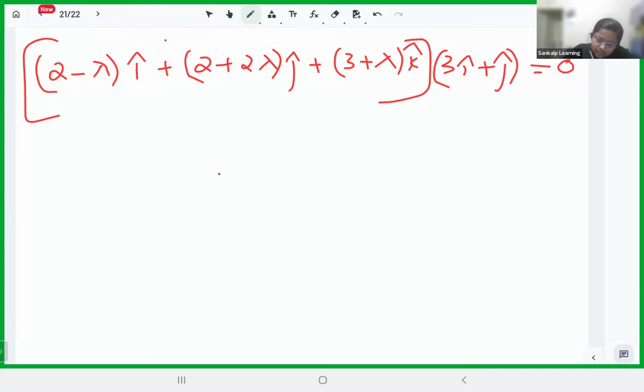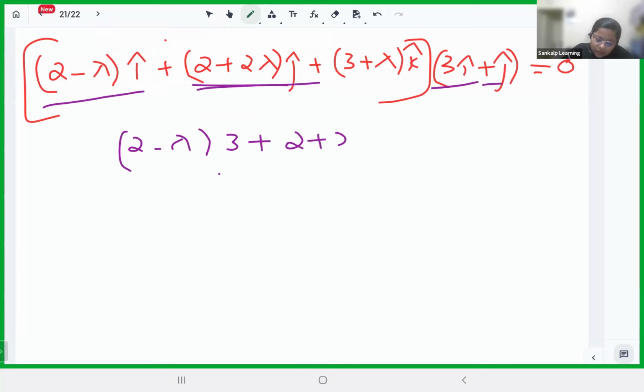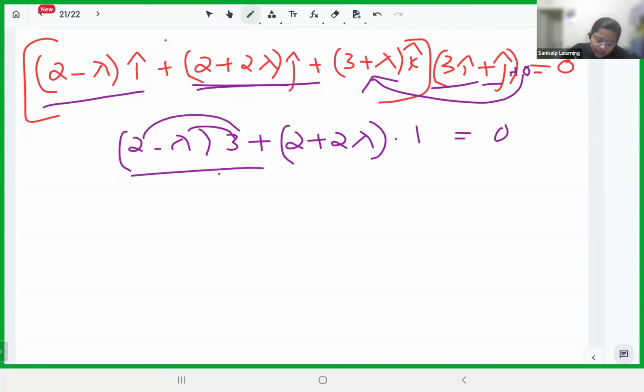And here you can see this is the i component, so (2 minus lambda) times 3. Dot product means just multiply the scalar components of the corresponding components, right? So (2 minus lambda) times 3, then j is (2 plus 2 lambda) times 1, equal to 0. Since here the k component is 0, 0 times any number is 0. 0 times (3 plus lambda) is also 0. So there is no component over there.